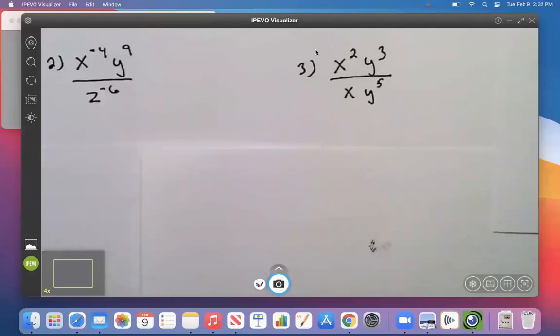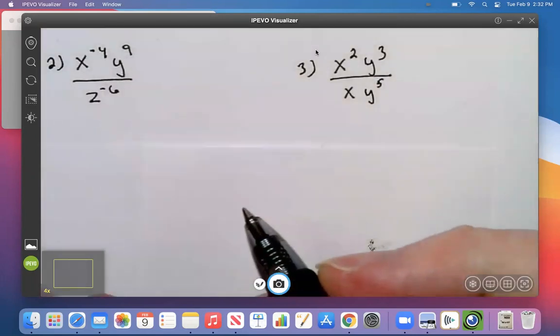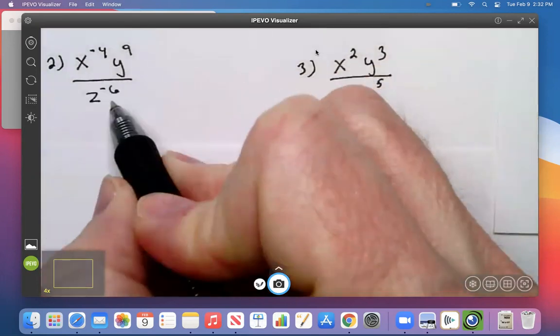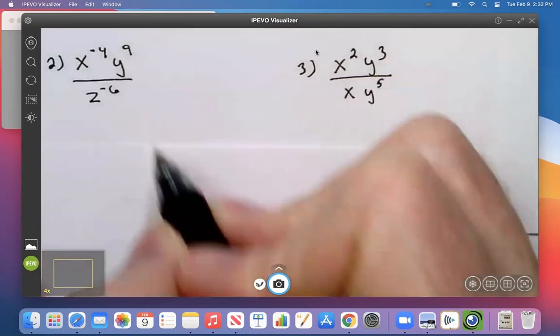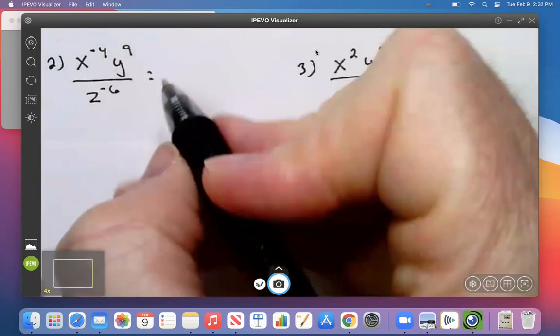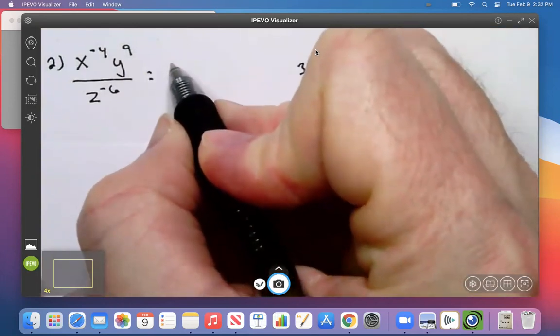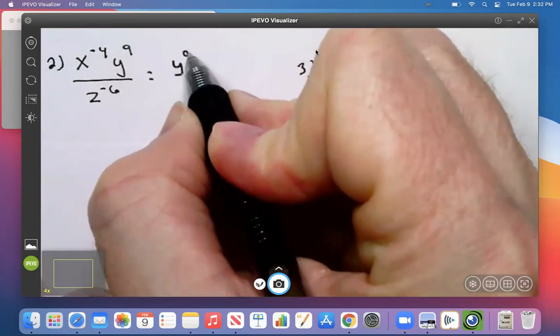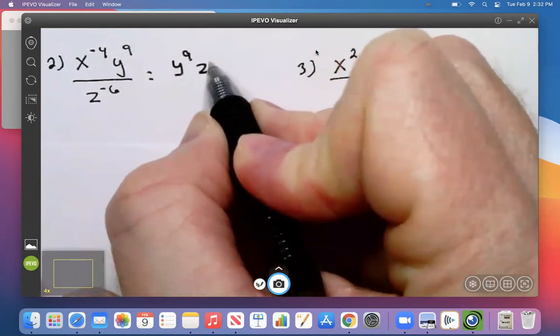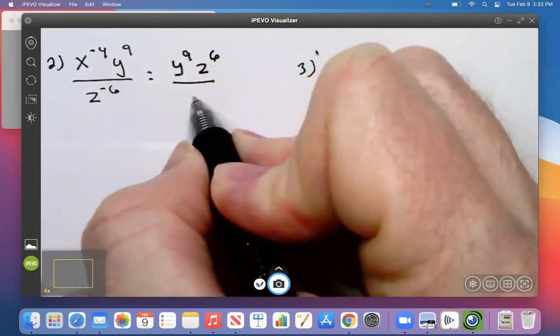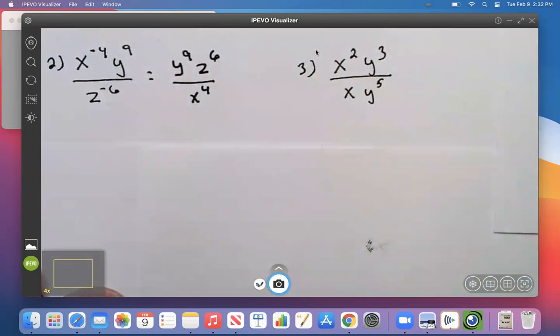Try number 2. On number 2, the x needs to go down, the z needs to go up, and the y can stay where it is. I'm going to leave it alphabetical. So up top, I already had y to the 9th. I moved my z up to make it positive. I moved my x down to make it positive. There's your answer. Try number 3.